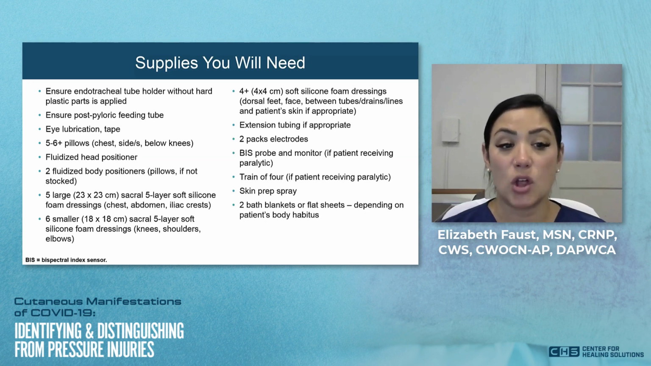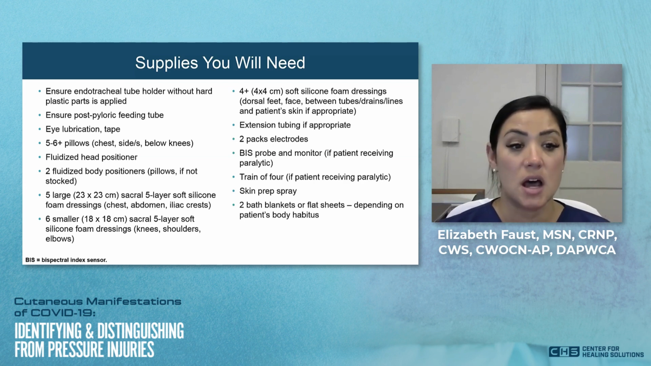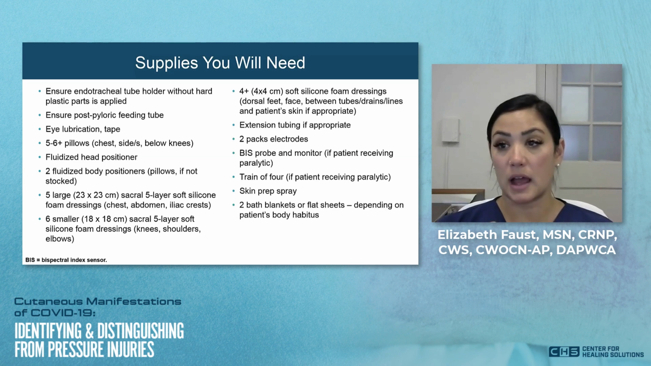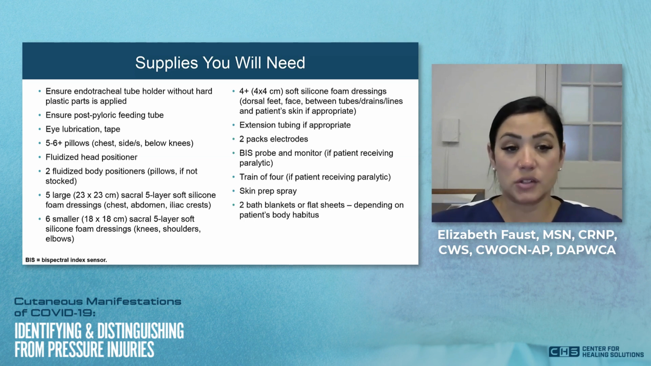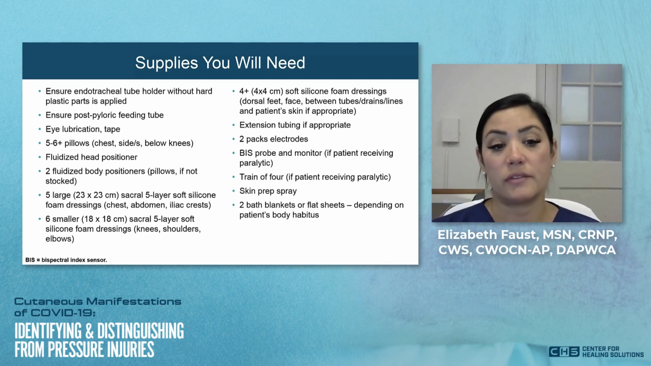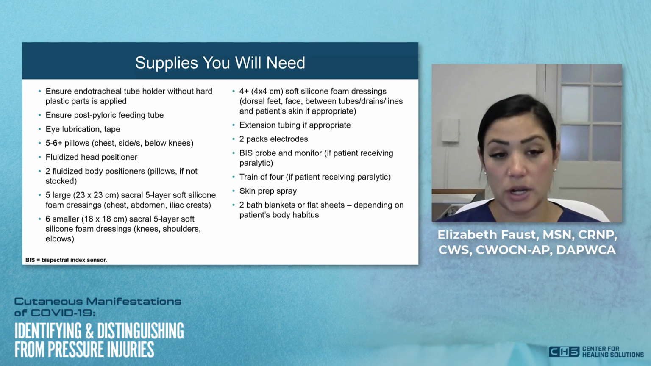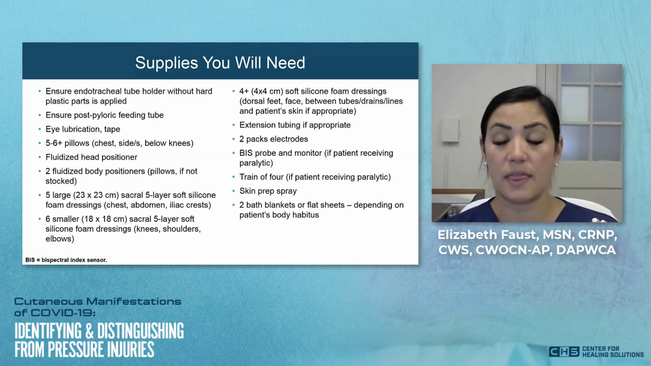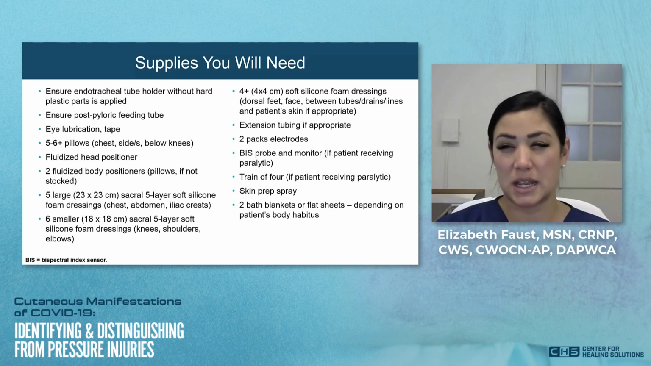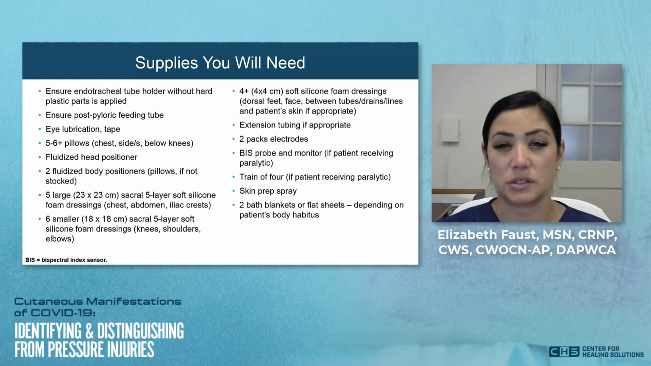We used 5 large sacral 5-layer soft silicone foam dressings. Those were placed over bilateral chest, including nipples, 1 in the mid-abdomen, and then also on the iliac crest. We used 6 smaller sacral 5-layer soft silicone foam dressings. Those were placed on the knees, on bilateral shoulders, and then also on the elbows. That was an as-needed thing for the elbows. It all depended on the patient.